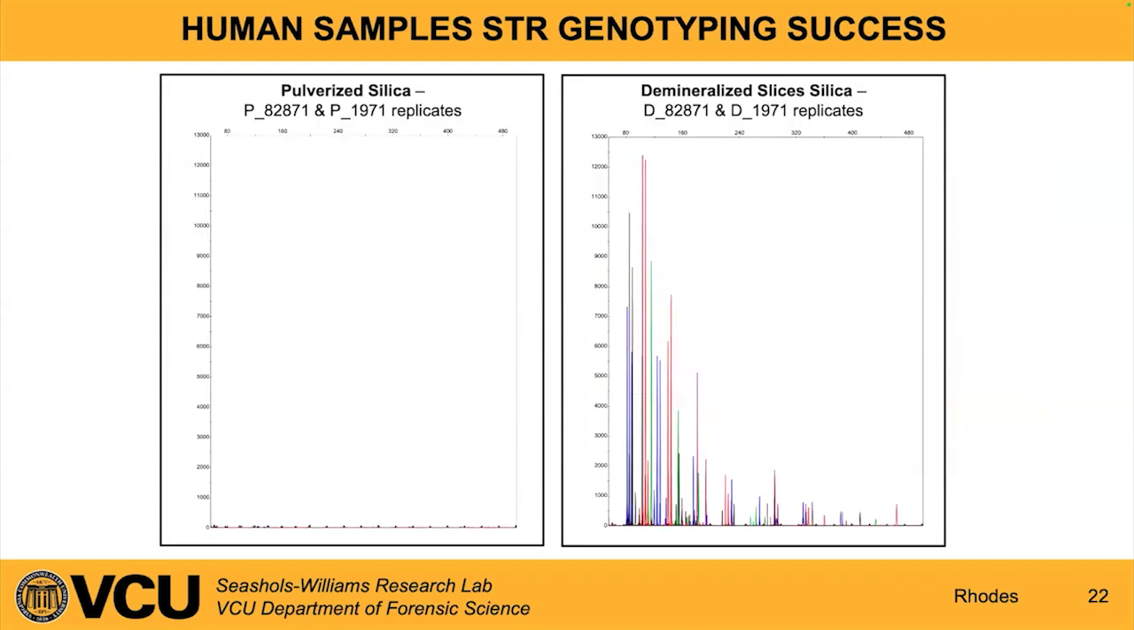So for the human samples STR genotyping success, this is again showing an overlay of all of the dye channels of the electropherograms for samples 82871 and 1971 replicates. On the left, we have the pulverized samples, and on the right were the slices. No pulverized samples yielded STR profiles, whereas demineralized slices of the same donors yielded partial profiles and ranged from 6 to 34 called alleles across the donor replicates. As you can see, larger base pair length loci are less retained. However, this is a known limitation when working with highly degraded historical samples.